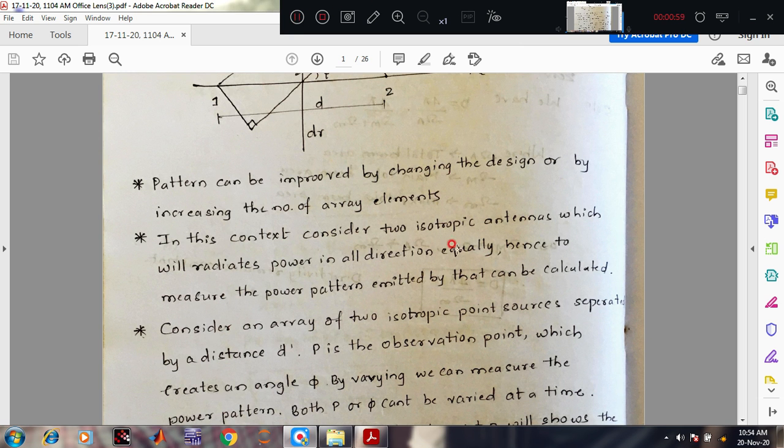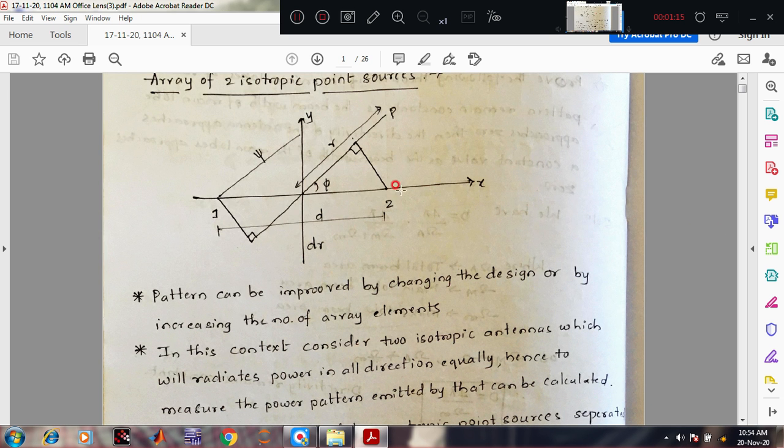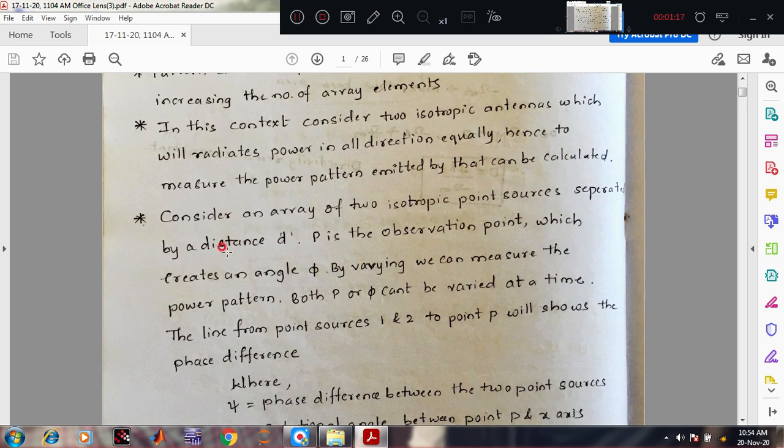In this context, consider two isotropic antennas which radiate power in all directions equally. Hence, the power pattern emitted by them can be calculated. Consider an array of two isotropic point sources here. These are the two isotropic point sources 1 and 2, separated by distance d, and P is an observation point which creates an angle phi. By varying it we can measure the power pattern. Both P and phi can't be varied at a time.